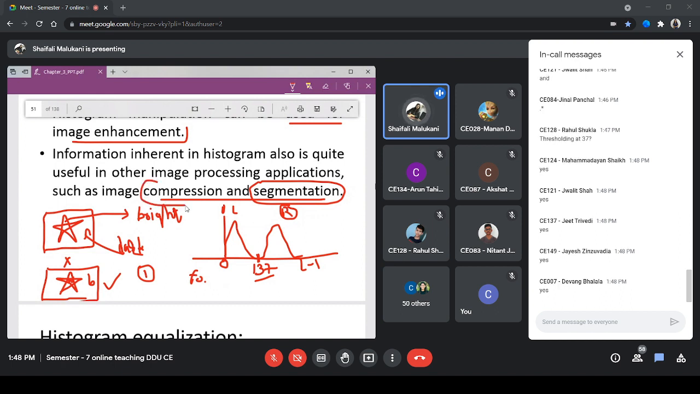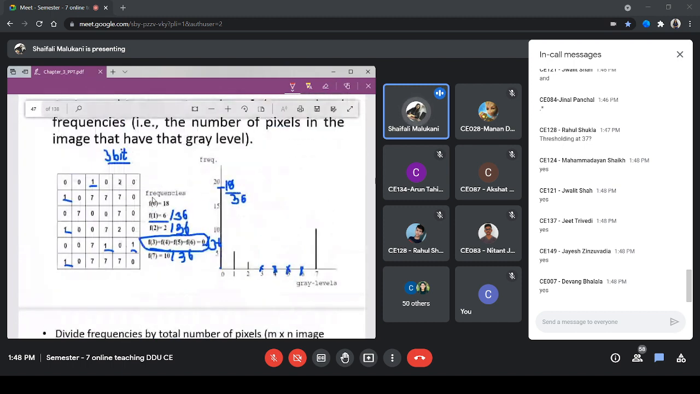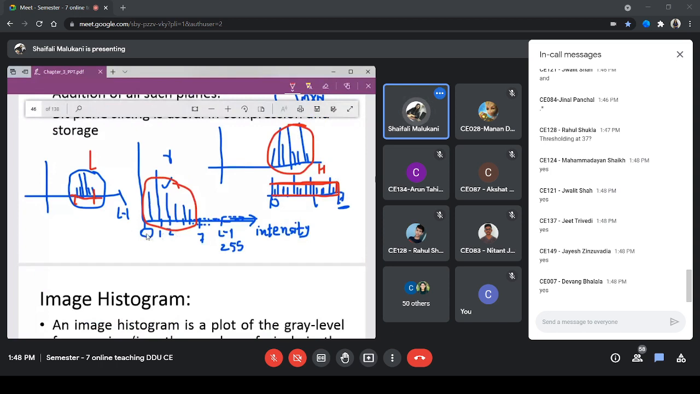How will compression be useful? I mean, how will the histogram be useful in compression? I can give you the hint, or rather I am giving you the idea totally. This is 0 to 255. In my image, this value is 64. Assume that this is 64. What kind of image is it, dark or bright? It is a dark image, right?